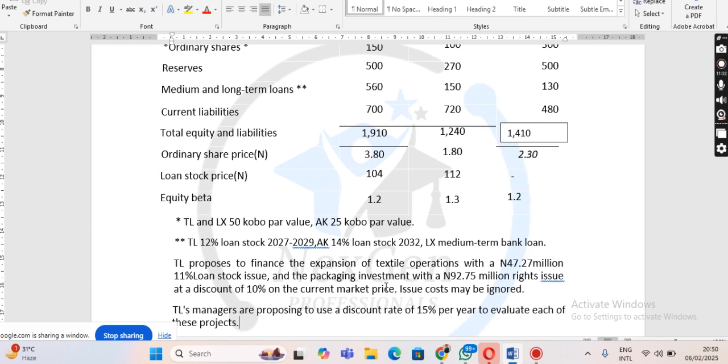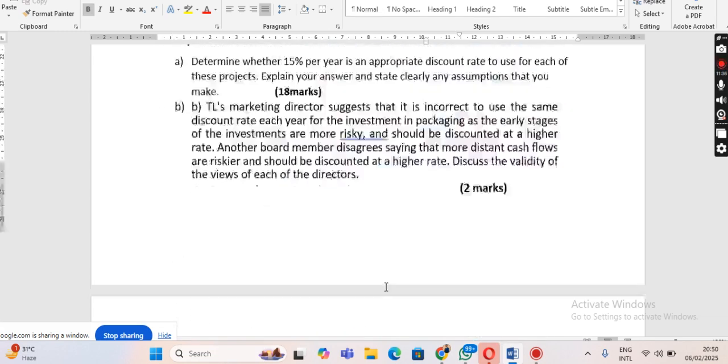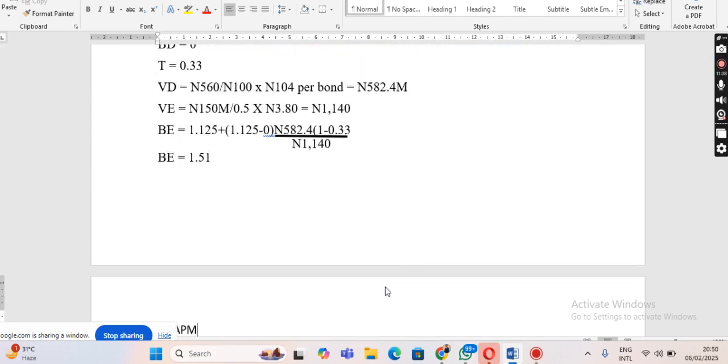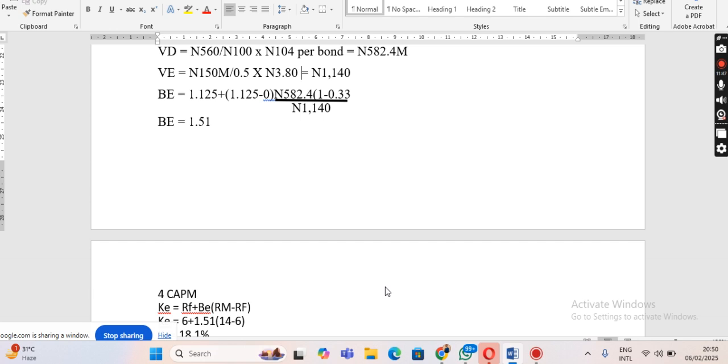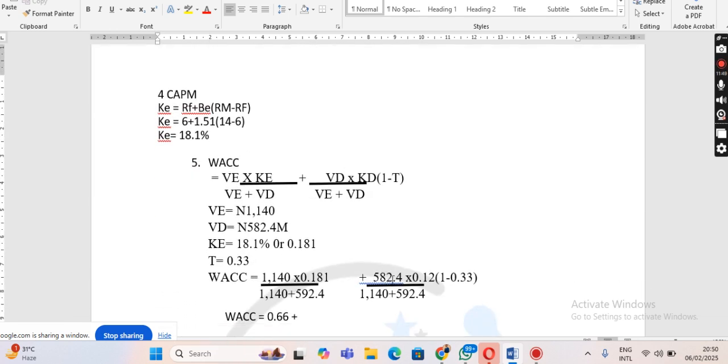The value of debt is 582, not 592, sir. Okay, the value of debt for the main company is what? 582, okay, that's true. 582. Thank you.